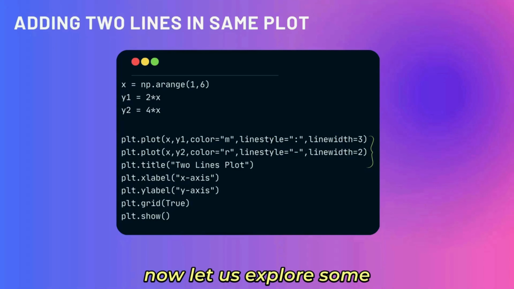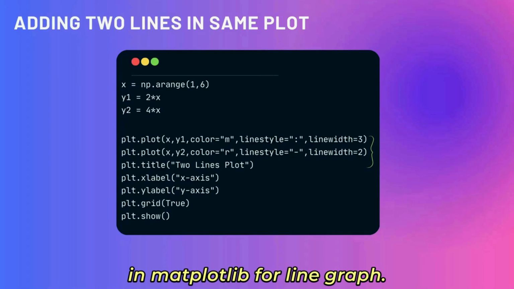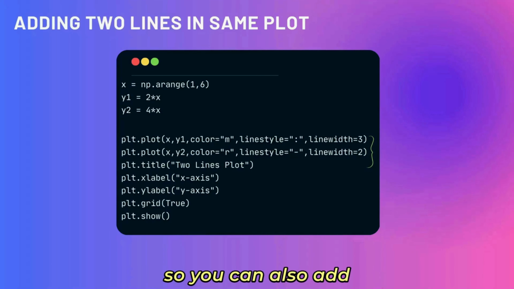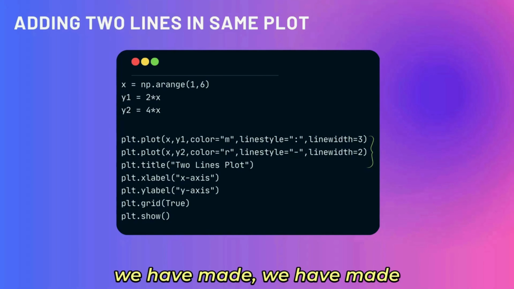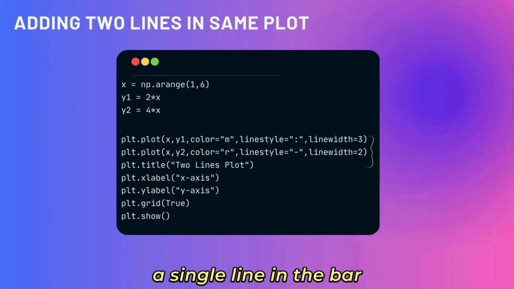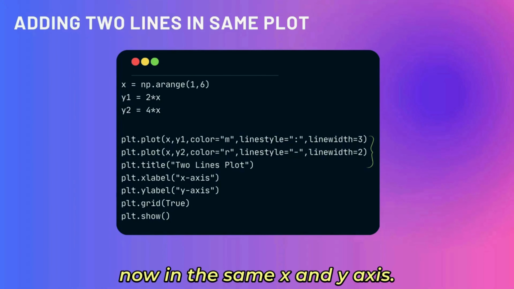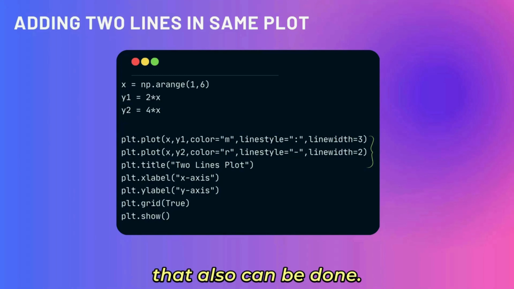Now let us explore some more features that are available in Matplotlib for line graphs. So you can also add two lines in the same plot. So far, whatever graph we have made has a single line on the x and y axis. Now in the same x and y axis, if I want to see two lines, that also can be done.